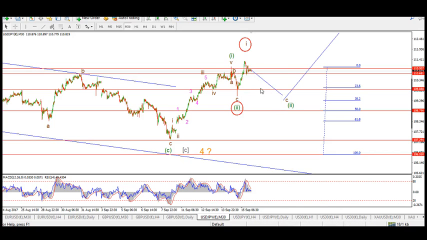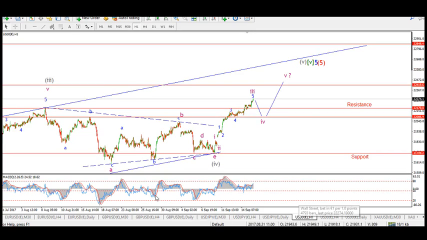So that's what I'm looking for next week. Possible declines into either 109.50 or 108.70, 108.80 as the 50% Fibonacci decline, and then a rally in wave 3. Okay, let's get down to stocks.